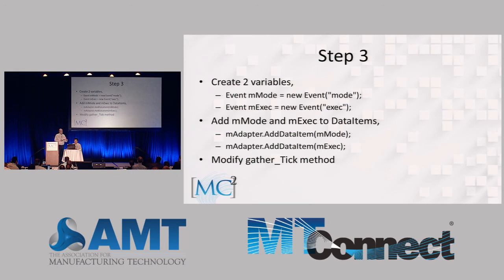So as you can see now, we're going through the same process for each data item. We create the data item. We basically create it as an event or a sample or a condition. Then we go to the constructor for the adapter, and we add that specific data item to the data item list. And then again, we're going to go back to the gather tick method, which the timer will call on a periodic basis, to add the code to actually get that information from the controller. In this case, it's going to take it from our form. So we can switch back to sequence computer.